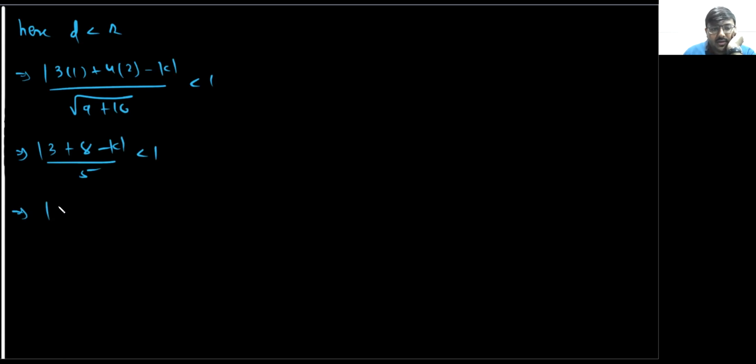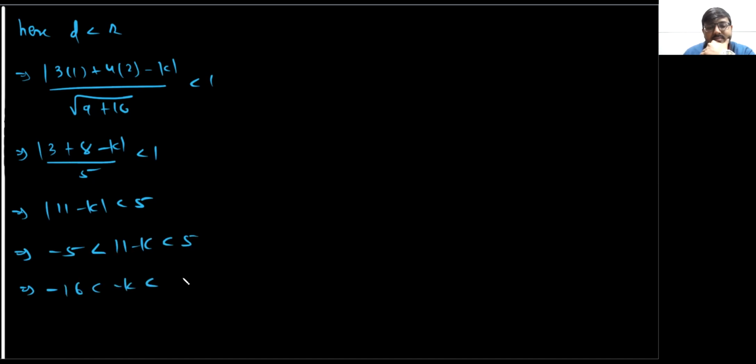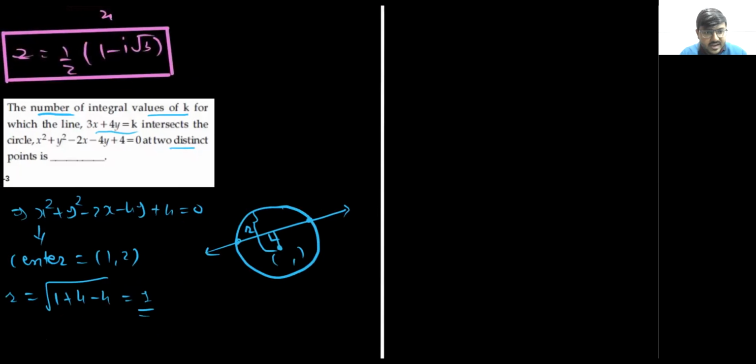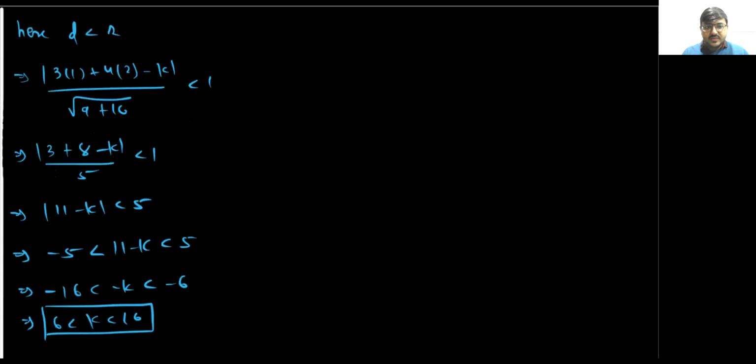So we have 11 minus k less than 5. So I can say minus 5 less than 11 minus k less than 5. So minus 16 less than minus k less than minus 6, so 6 less than k less than 16. Let me check whether I used the correct equation. The line we have is 3x plus 4y, so 3 into 1 plus 4 into 2 minus k by root of 3 square plus 4 square, and the radius we got is 1. So clearly k has a value between 6 and 16.